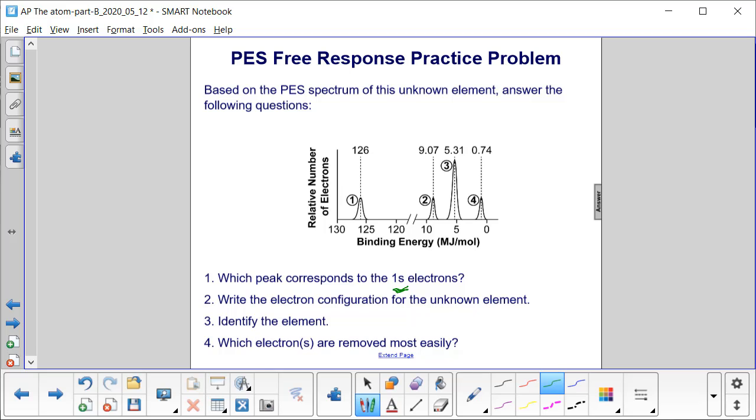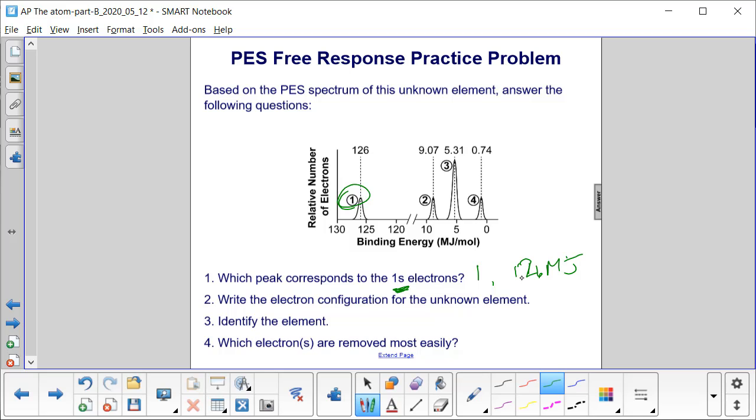So the 1s electrons are the innermost electrons and have the highest binding energy. So that would be this peak right here. So peak number 1, or another way to put it would be the 126 megajoule peak.